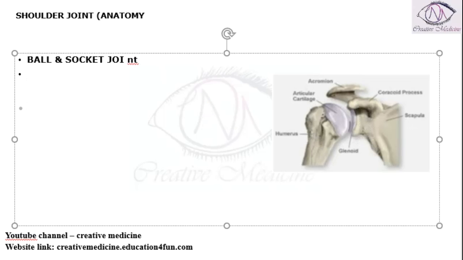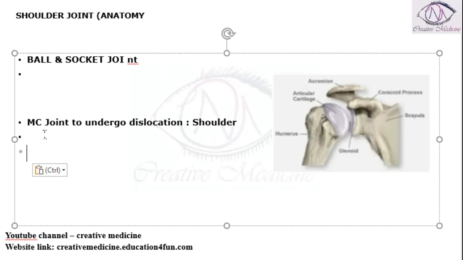labrum. The most common joint to undergo dislocation is the shoulder joint. This is because if you look at the glenoid to head ratio, you will see that the glenoid is smaller than the head. The glenoid to head ratio is found to be 1 is to 4. The head is far bigger when compared to the glenoid, because the head of the humerus is bigger when compared to the glenoid labrum. So this head can easily slip off. So the shoulder joint is the most common joint to undergo dislocation.